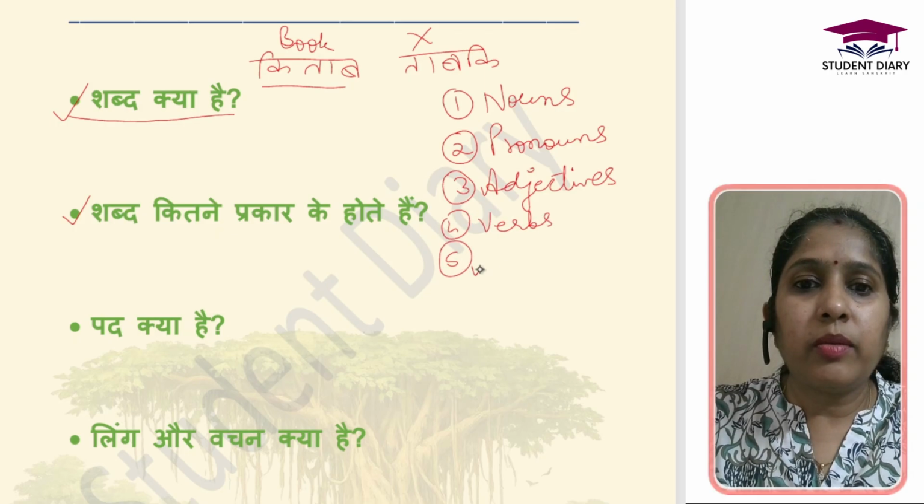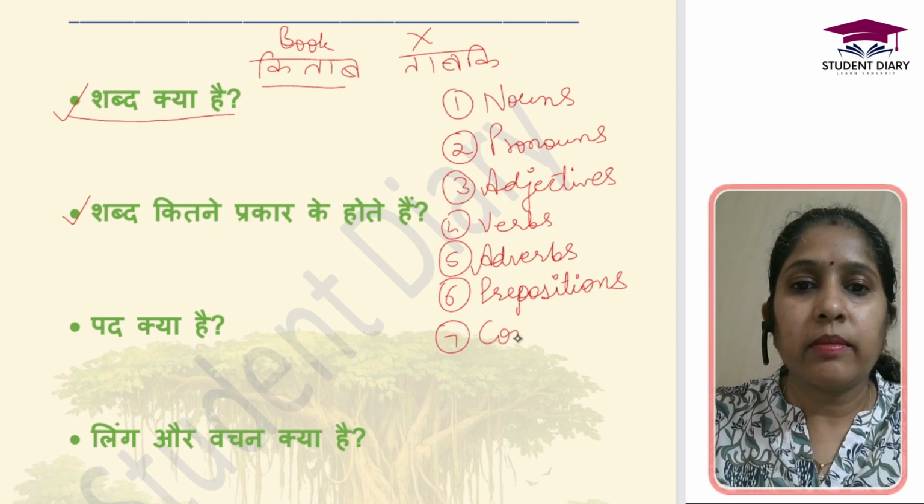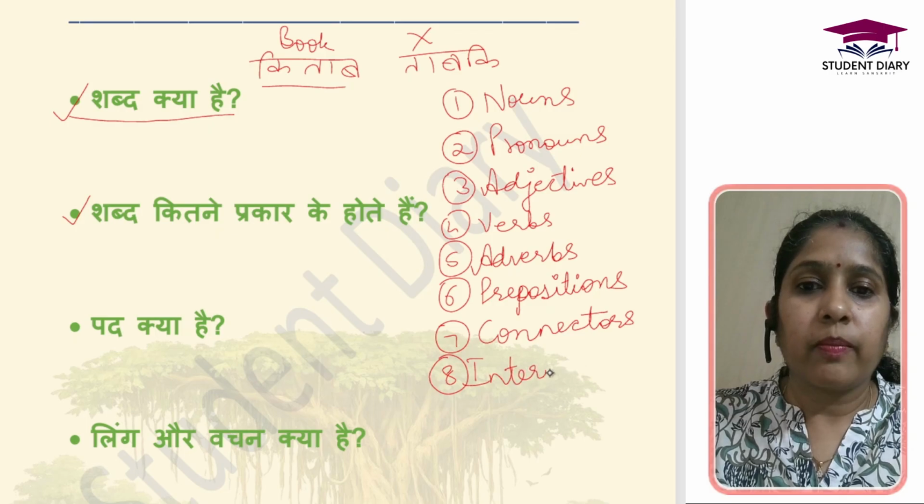Then we have adverbs. And then we have the prepositions, right? Then we have the connectors. Some people call the connectors conjunctions also, so it is fine. And the last one we have is the interjection, correct? The exclamatory sign wala words.